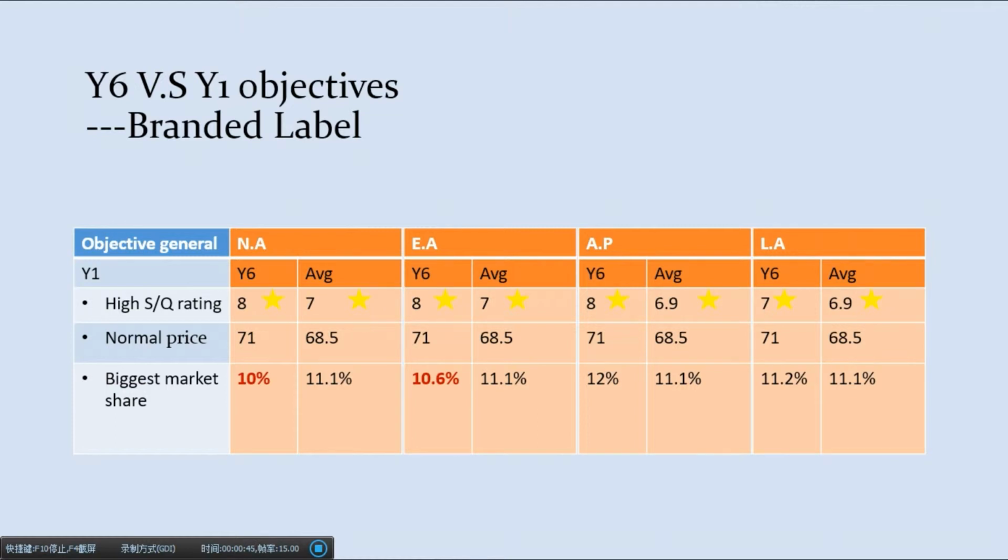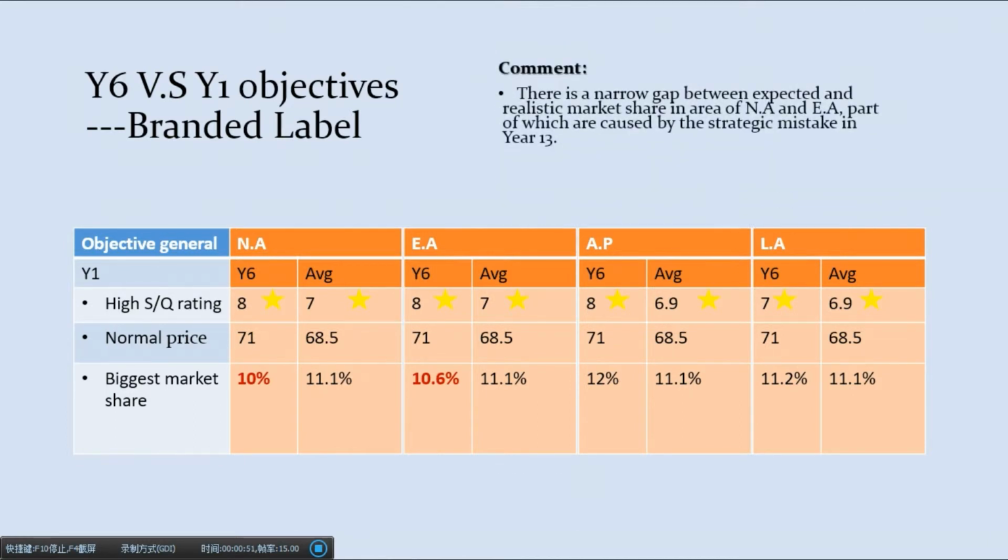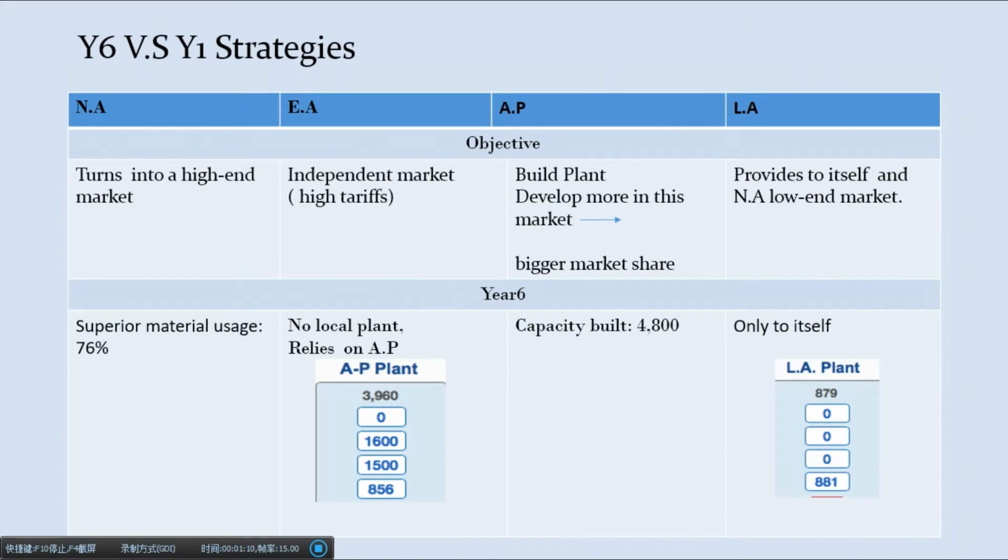To make the conclusion, there is a narrow gap between the expected and realistic market share in the areas of NA and EA, part of which was caused by the strategic mistake in year 13. Besides, Company D with a high SQ rating yet low price also squeezed our market share.